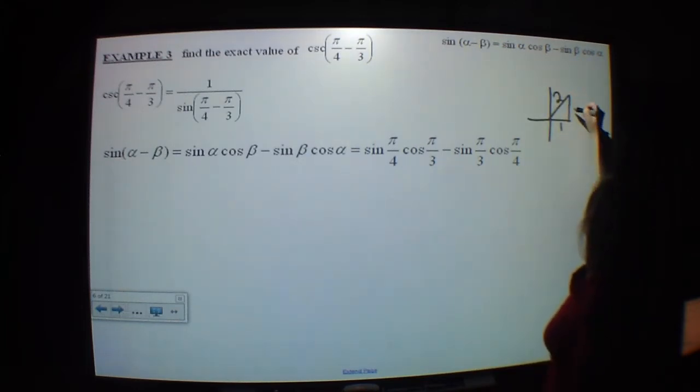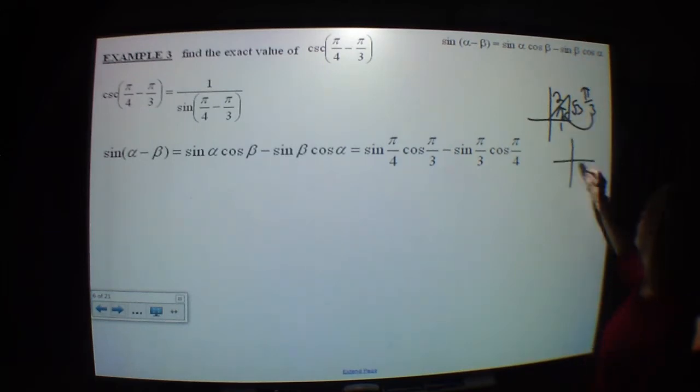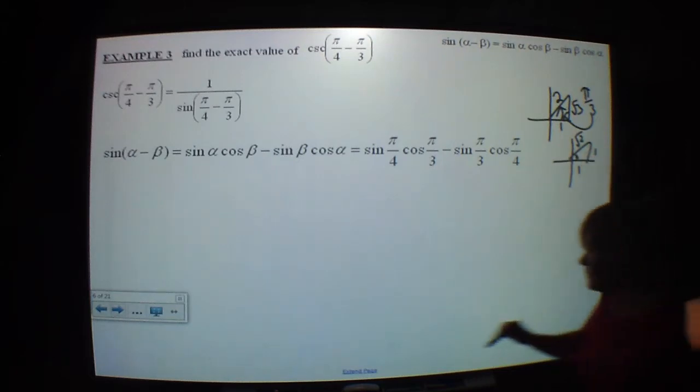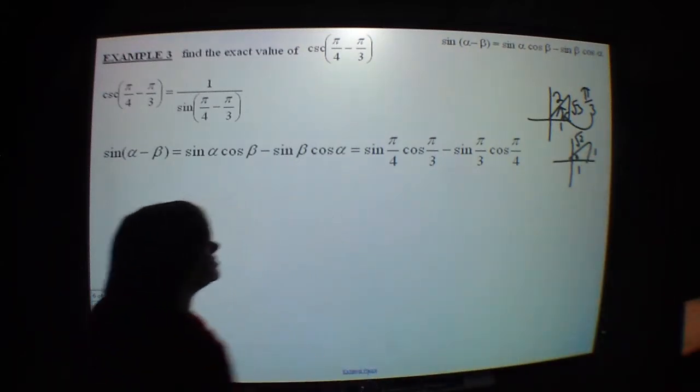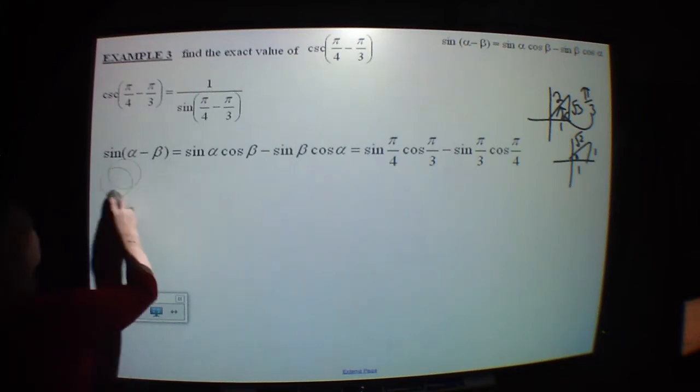1, 2, radical 3. This is the pi over 3 angle, that angle right there. Okay? Pi over 4, 1, 1, radical 2, that's a pi over 4 angle. So now I have the pictures to look at, so it makes it even easier. The sine of pi over 4, that's my second triangle, 1 over radical 2.